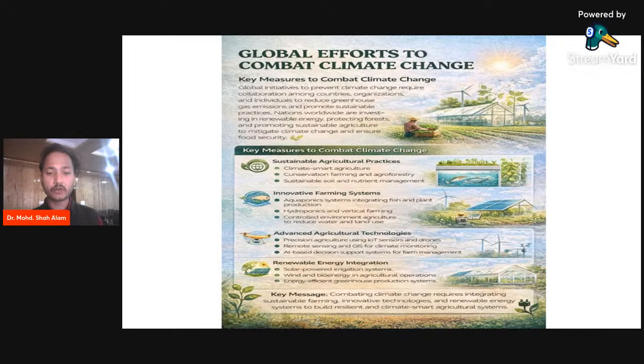And next is renewable energy integration, like using solar power irrigation systems, solar energy, wind, and bioenergy in agriculture operations. Biogas production will also help to reduce methane emissions in the atmosphere. Energy efficient greenhouse production systems will also help to reduce the effects of climate change. The key message here is that combating climate change requires integrating sustainable farming, innovative technologies, and renewable energy systems to build a resilient and climate smart agriculture system.